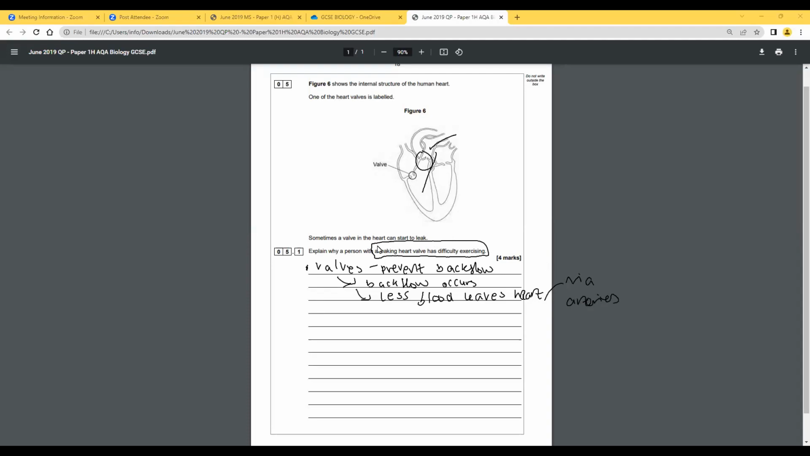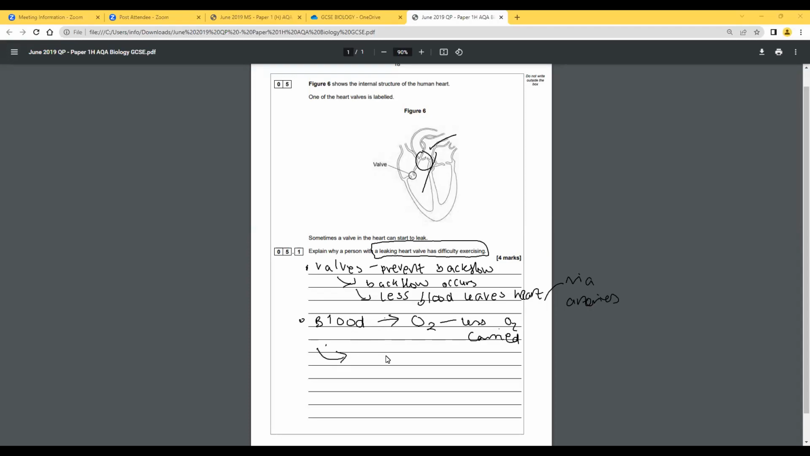Now, why does less blood leaving the heart affect exercising? So firstly, blood obviously carries a lot of things, but in this situation, we're going to be linking this specifically to oxygen, because that is the main thing here. So blood carries oxygen, and if less blood is leaving the heart, that means less oxygen is being carried. So less O2 around. And what does that mean for respiration then? Because when we're exercising, we need energy and we need to respire.